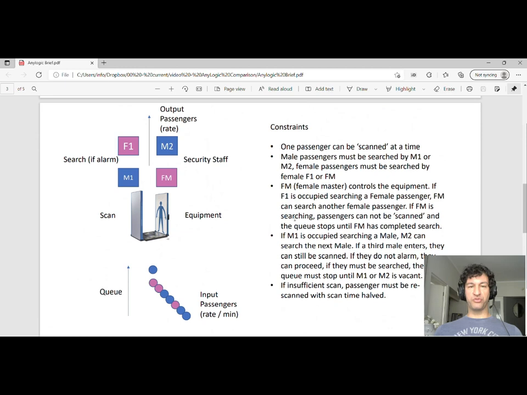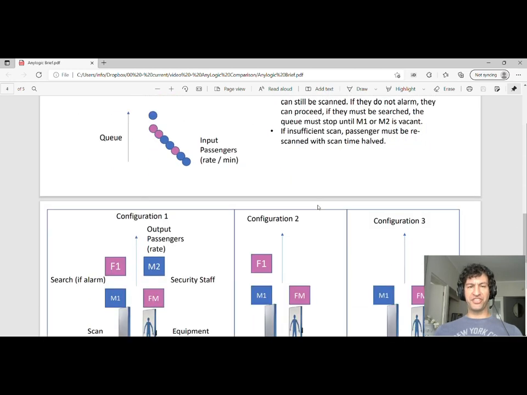And then you have certain rules that allow only certain people to be searched by certain security guards. So females can only be searched by female guards, males can only be searched by male guards, and you have a female guard that is specially in the management of the scanner. So this person cannot scan and search at the same time. Whenever there's no space in the security guard's area or there's no resource available, people have to wait in the scanner until someone is free. So this is the general idea.